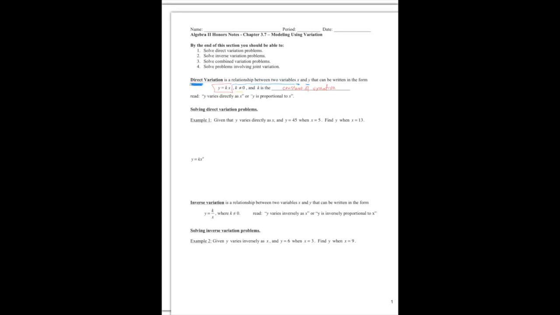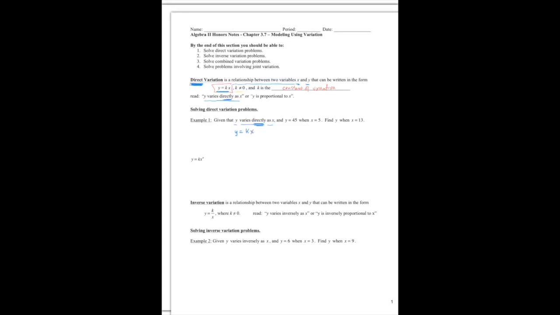So what you'll have to do is read when it says y varies directly as x, or y is proportional to x, and turn that into this equation. Look at the first example. It says that y varies directly as x. The key is to see how y varies. Then we would write the corresponding equation. y varies directly as x.